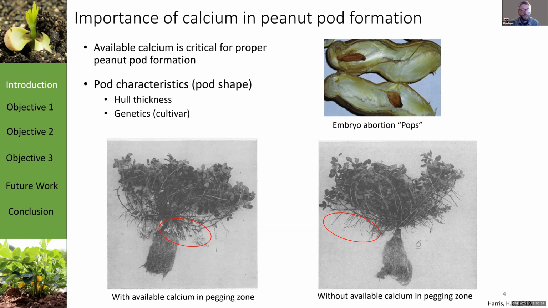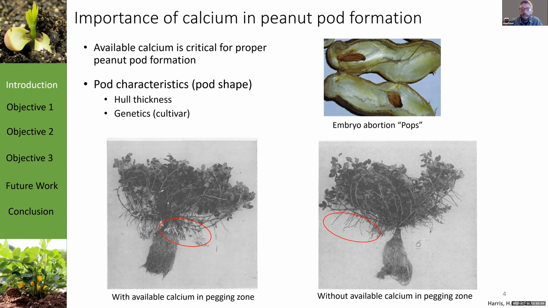There are a lot of different factors that influence calcium uptake. Pod shape and pod characteristics are part of that. So the thicker the peanut hull, the less efficient they are at absorbing calcium. And the genetics or the cultivar also influence the rate at which they're able to uptake calcium. So the only way to alleviate this need for calcium is by applying gypsum or lime at relatively high amounts.